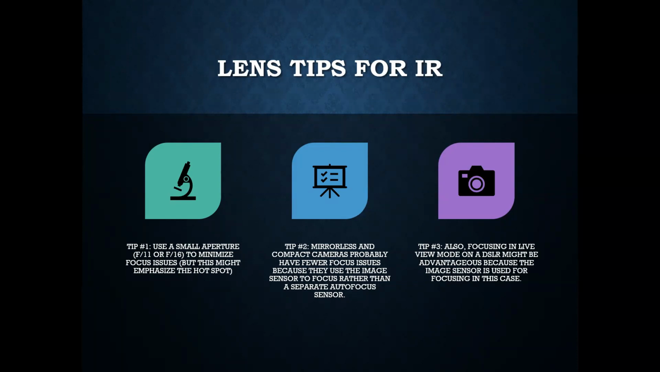Okay, a number of tips for lenses and how to use lenses and stuff. As I suggested a minute ago, use a smaller aperture, stop it down a bit to minimize the focus issues. But if you're getting a hot spot, you'll usually sharpen that hot spot if you stop down. So it'll be more pronounced and harder to get rid of in post-processing potentially. So that's the trade-off there.